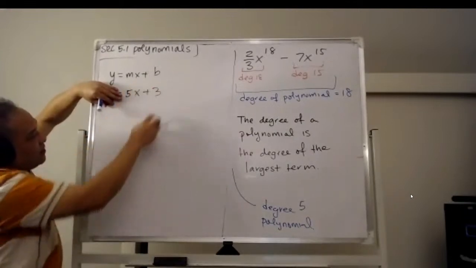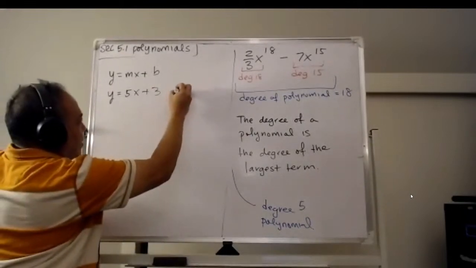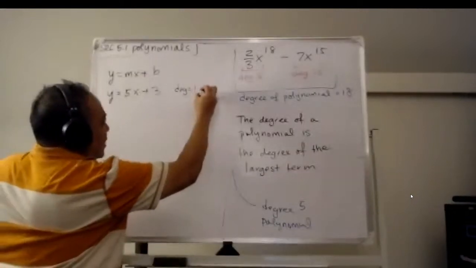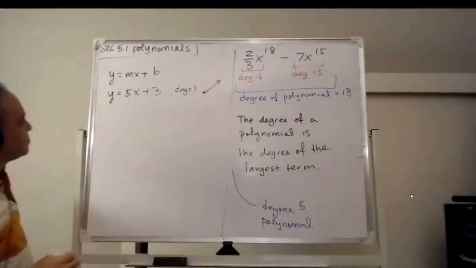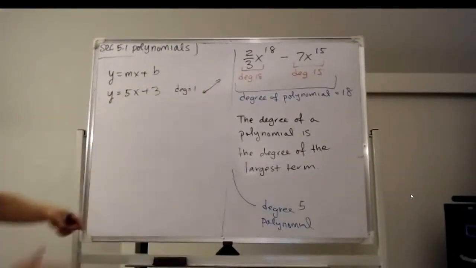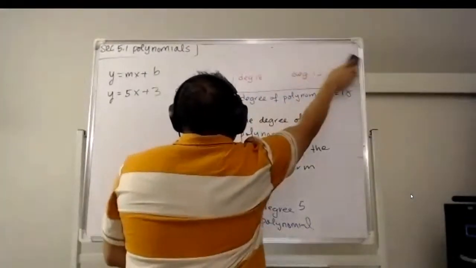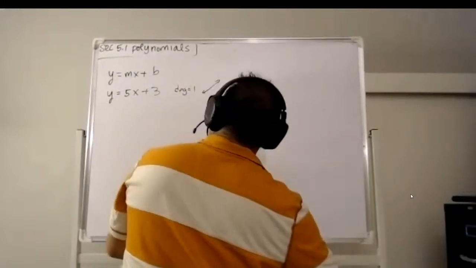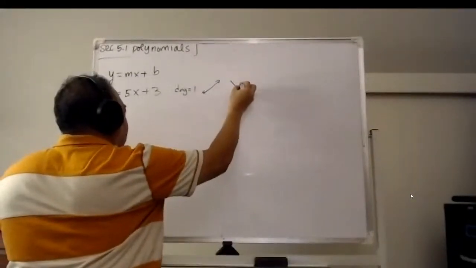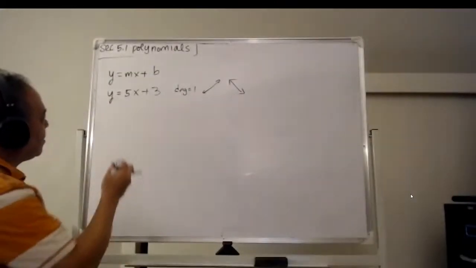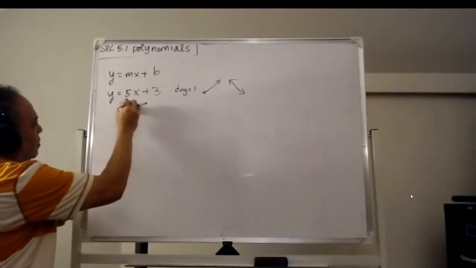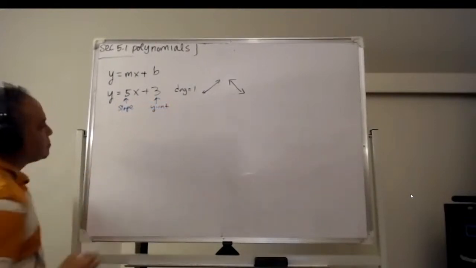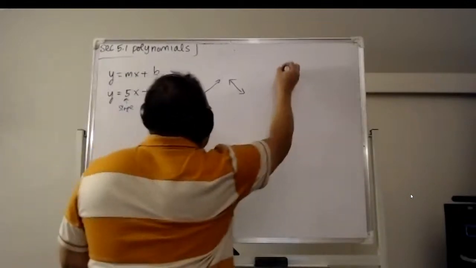Degree 1. Right? So this is the degree 1 polynomial. That's what a line is. And it looks like that. And if this is positive, I go up, right, because of slope. And if my slope is negative, I go down. Right, that's my slope. This is my y-intercept. And that I know that I hit that through 3.